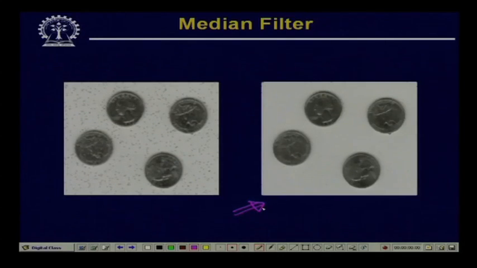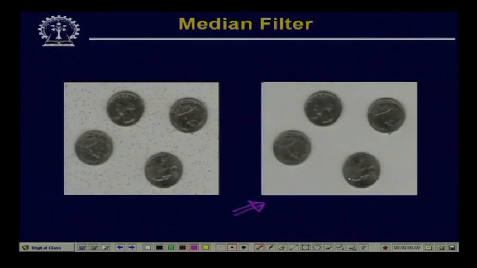On the right hand side, this image is also a processed image, but here the filtering operation done is median filtering. Because of the median filtering, the noise in this output image has almost vanished, but at the same time the contrast or sharpness of the image remains more or less intact. So, this is an advantage that you get if you go for median filtering rather than smoothing or averaging filtering.